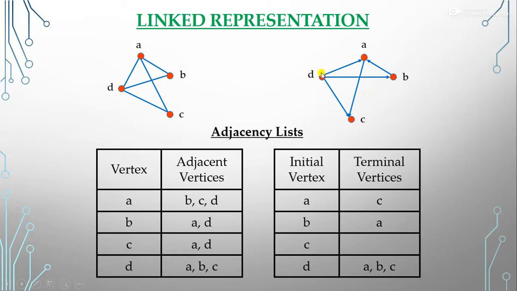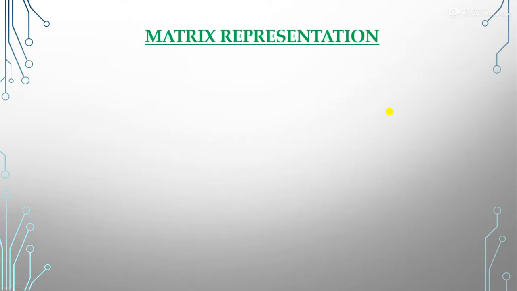Now, if we talk about the vertex D, from D you can see you have three edges going from D to A, D to B and D to C. It means that if the initial vertex is D, then the terminal vertices are A, B, C. So this is the linked representation of the graphs. Now second one, we come to the matrix representation.